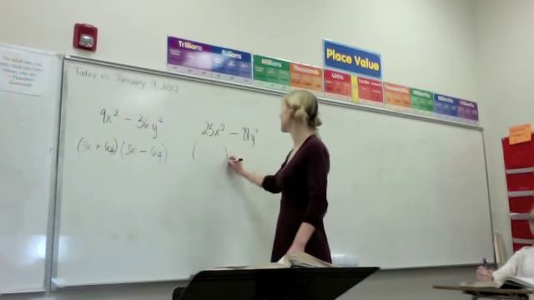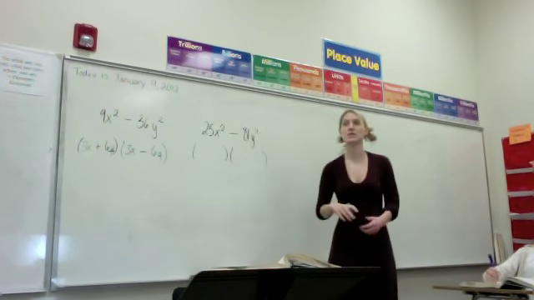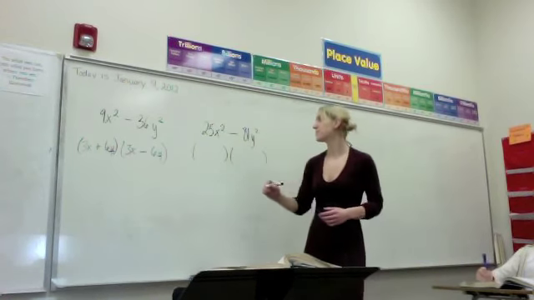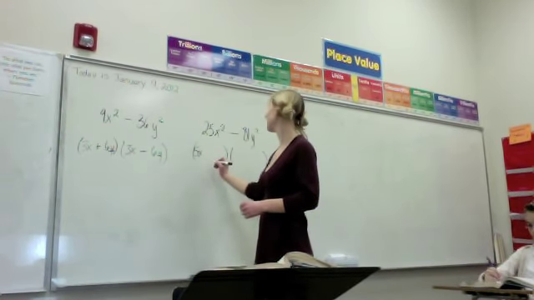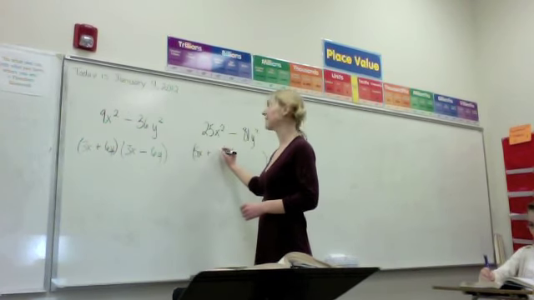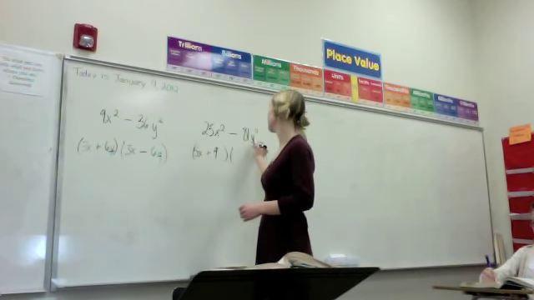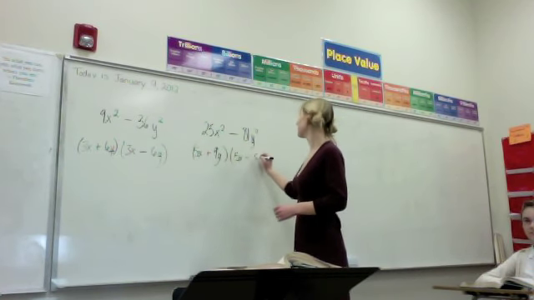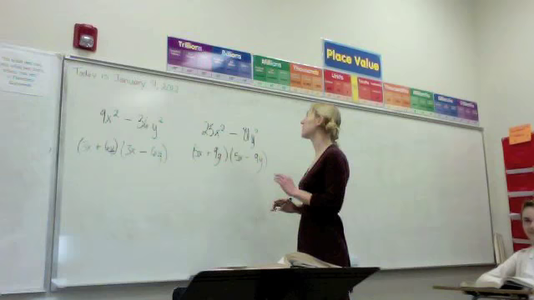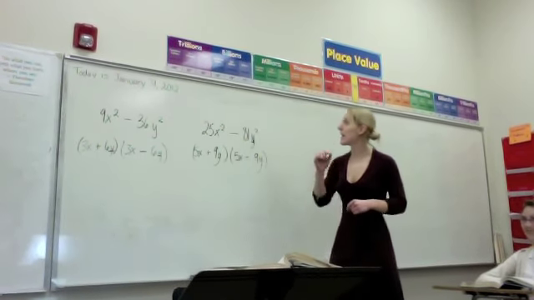Who can raise their hand and tell me what they think the answer would be if I were to factor this out? Carter? It would be 5x plus 9y, and then 5x minus 9y. Perfect. Absolutely perfect.